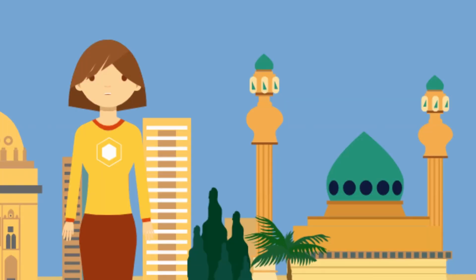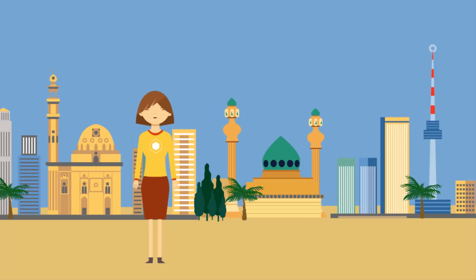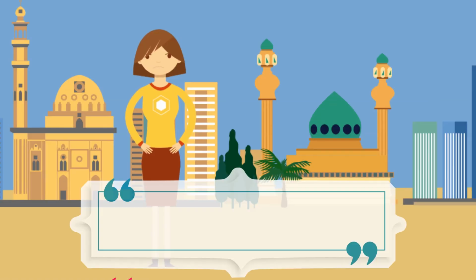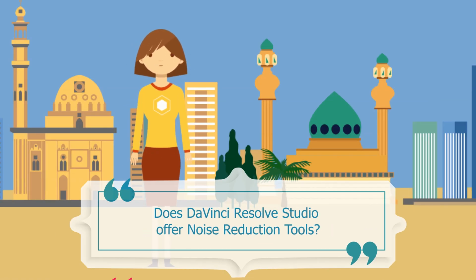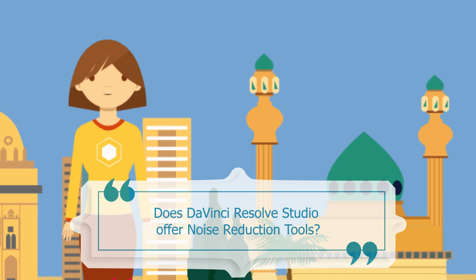So because I'm shooting a lot of outdoors, I don't have much control over my lighting conditions. Some of the clips have a lot more noise than I want to. Is there a way for me to fix it through DaVinci Resolve Studio?